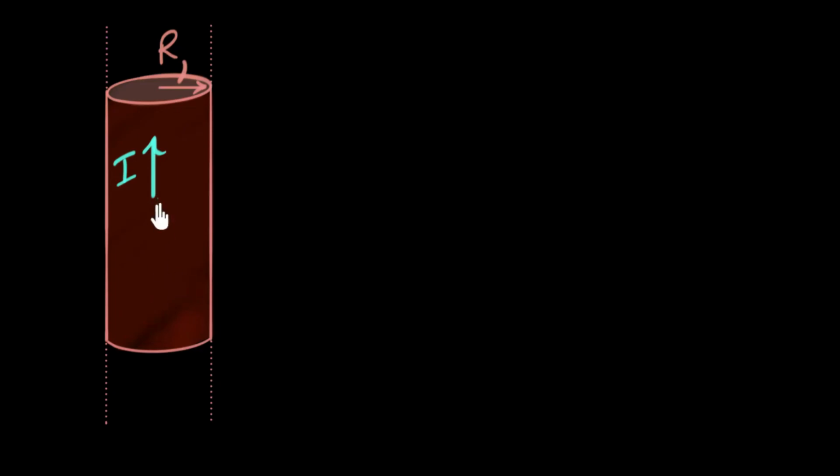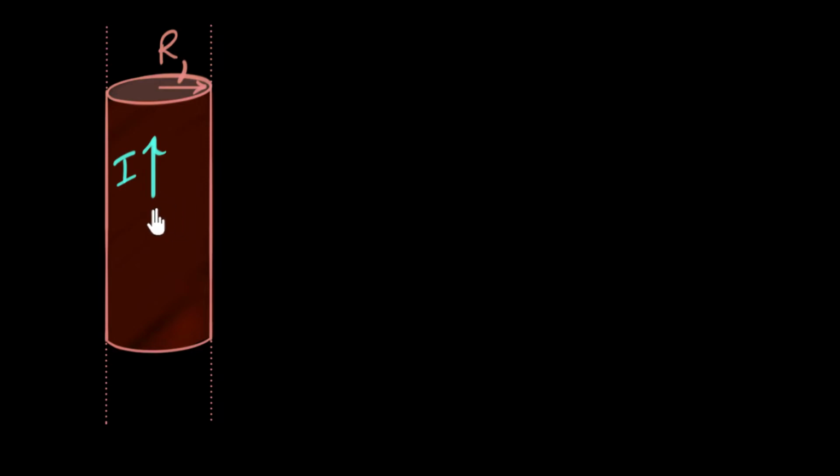Say we are given a long, thick wire whose radius is r, and the current through it is I. Imagine this is a very long, infinitely long wire if you want. Our goal is to figure out the magnetic field everywhere in space. In this video, we'll focus on calculating the magnetic field outside the wire, and in the next video, we'll calculate the magnetic field inside the wire.